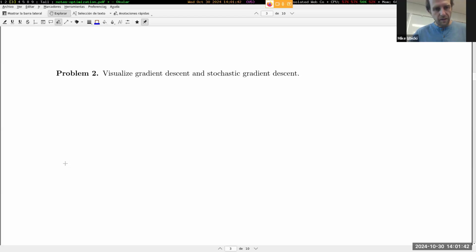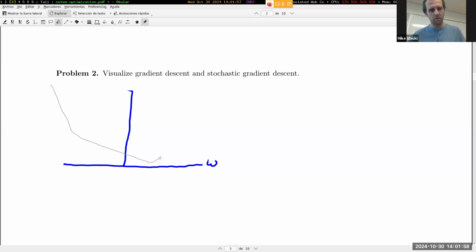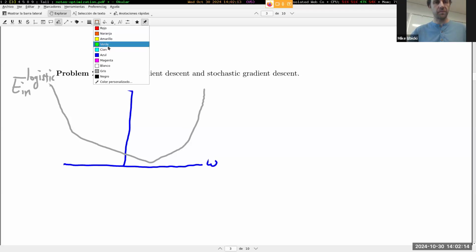Let's draw some axes here. This is going to be W on the x-axis down here again. We'll go ahead and keep our 0 point right here. And we'll still use gray to draw our loss function. This is the in-sample error for the logistic loss, same as it was above. And so, visualizing gradient descent and stochastic gradient descent.